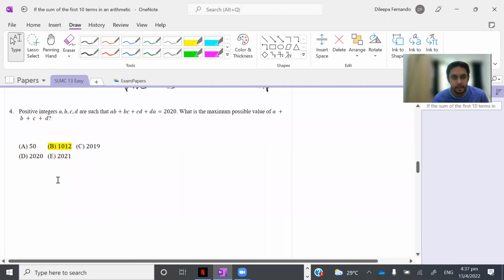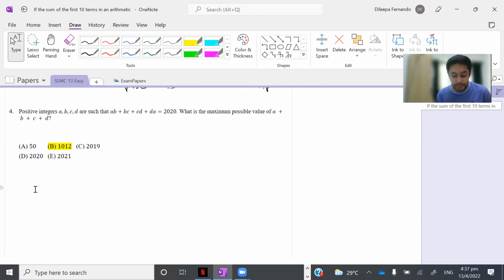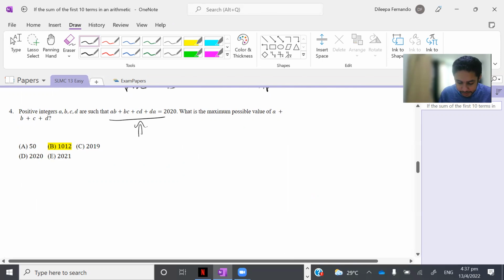Okay, question number 4. Positive integers a, b, c, d are such that ab plus bc plus cd plus da equals 20. What is the maximum possible value for a plus b plus c plus d? Now, these are positive integers. When you see this equation, you should observe that it can be factorized. You can see b into a plus c, plus d into a plus c, equals 20. So a plus c into b plus d equals 20.